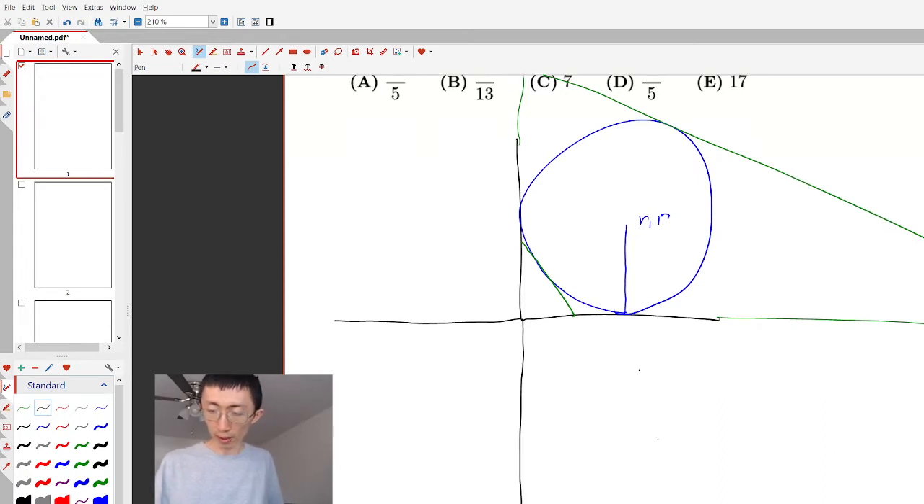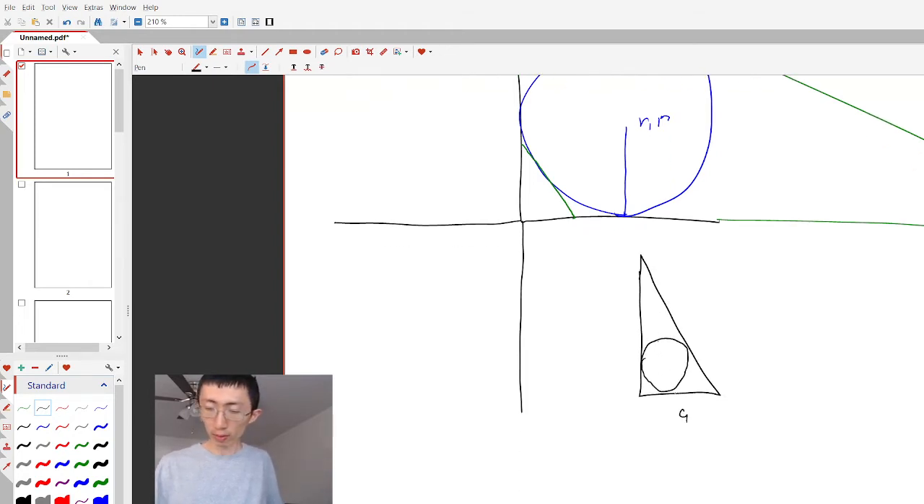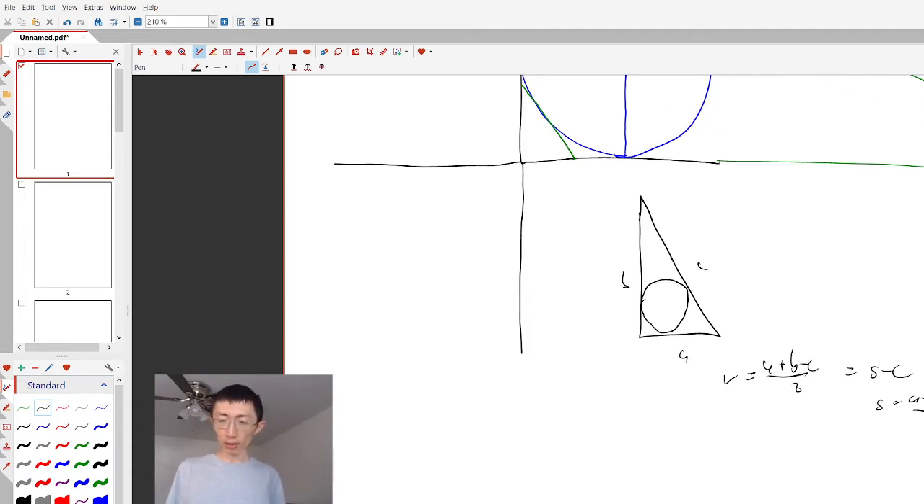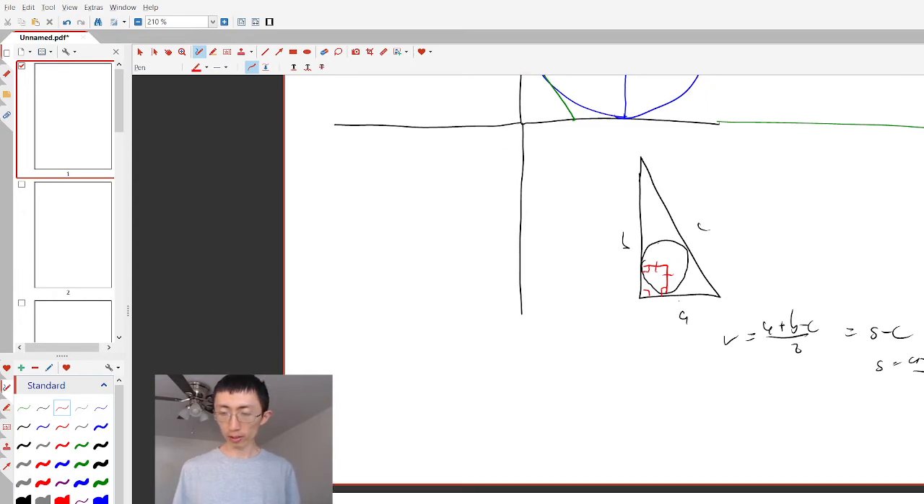So if you have, let's say, the incircle of a right triangle ABC, then one formula for the radius of the incircle is (A + B - C) over 2. You could also just write it as S minus C, where S is the semi-perimeter. So if you want to prove this, it's just using the fact that if you draw the two radii to these two legs, this is a square, because the rectangle has two sides that are congruent and adjacent.